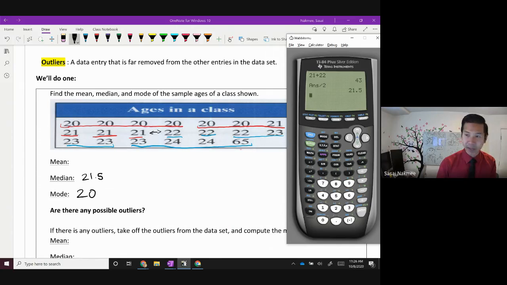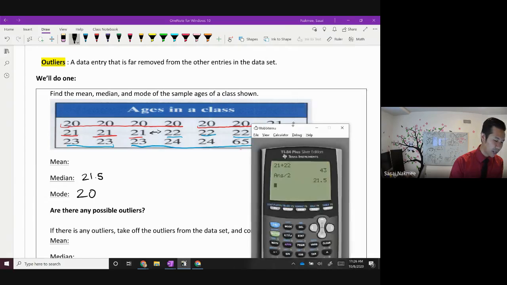That's 21.5. And the last thing you need to do now is calculate the mean, which is the sum of all these numbers divided by how many there are.